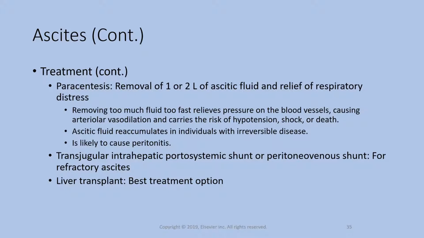But if you remove too much fluid too fast, you relieve the pressure on the blood vessels, which causes arterial vasodilation and carries the risk of hypotension and shock. If you do it slowly, you can pretty much take off as much as you want. You just have to be careful. Ascitic fluid that accumulates in an individual with irreversible disease is likely to cause peritonitis. Transjugular intrahepatic shunt is a possibility.